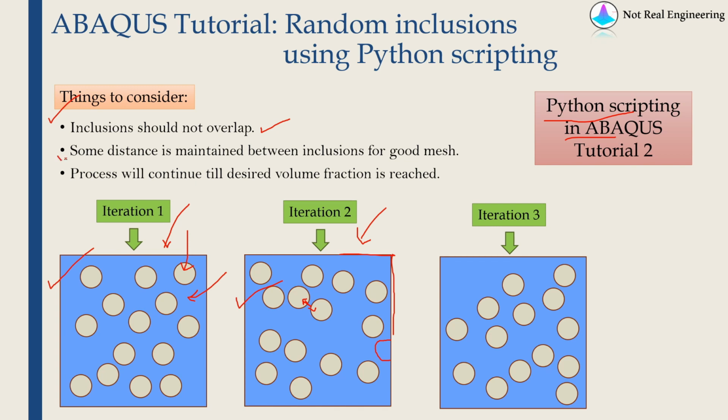Then second thing is, we are going to maintain some distance between each inclusion. Therefore, you will not find inclusions touching each other or which are very close to each other. And this we are doing so that we will get a good quality of mesh. And third, this process should continue until desired volume fraction is reached. What that means is, in each of these cases, there are exact same number of inclusions. And until that number of inclusions is fulfilled, we will keep creating new random inclusions and we will keep checking if they can be accommodated or not.